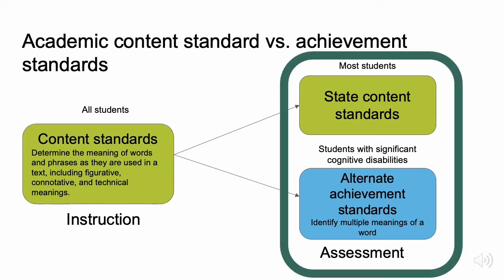Standards also serve another function, and that is for assessment. Standards set the bar for how much of the standard and to what degree the standard will be assessed. For example, this content standard states, determine the meaning of words and phrases as they are used in a text, including figurative, connotative, and technical meanings. Alternate academic achievement standards are reduced in depth, breadth, and complexity. An alternate academic achievement standard that aligns with the content standard we just read could be to identify the multiple meanings of a word.